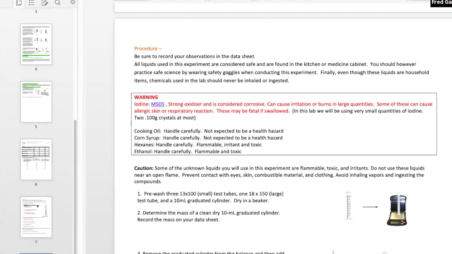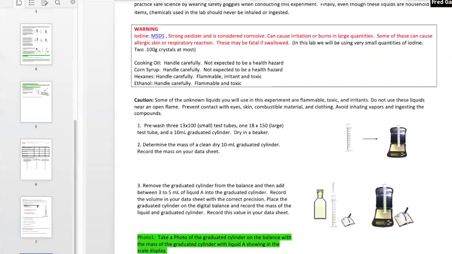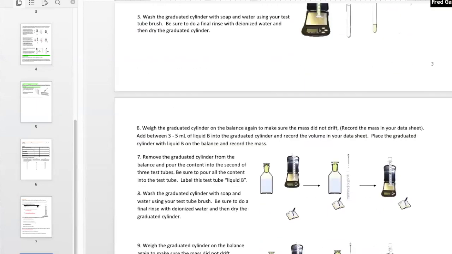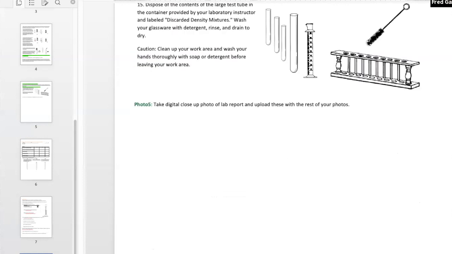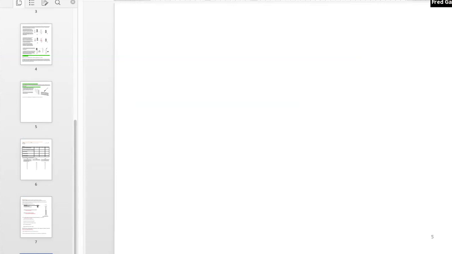You will need test tubes, a 10 mL graduated cylinder, and a scale, okay? And then you also need to clean your graduated cylinder between runs, and it has to be dry, because if it's not dry, then it's going to affect the volume for your next liquid and also affect the mass.